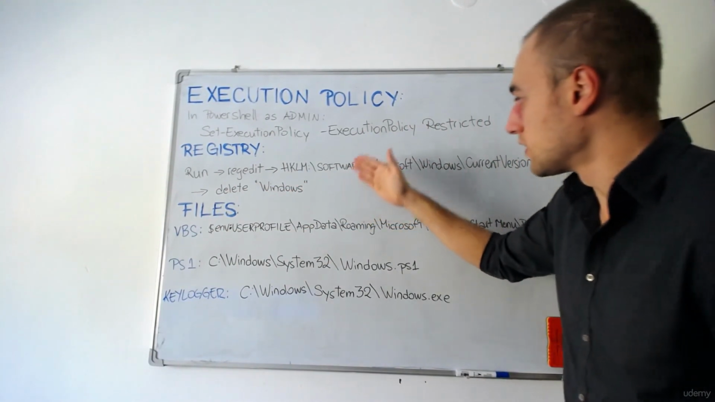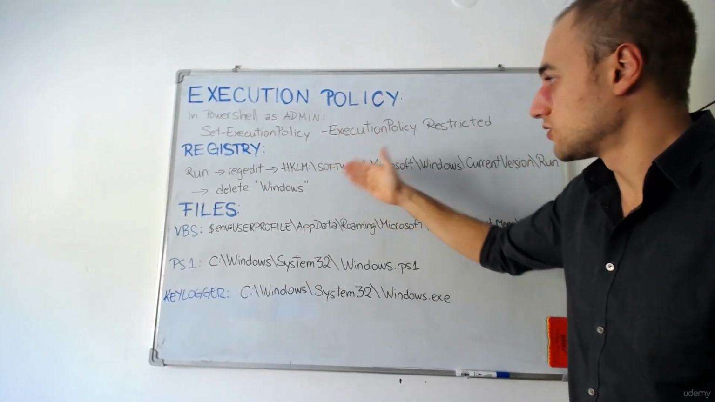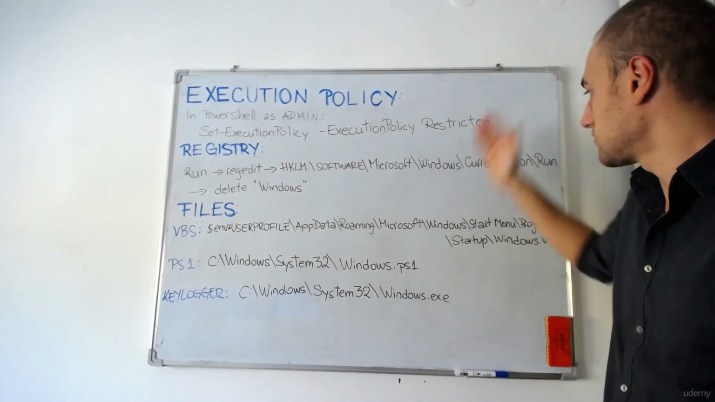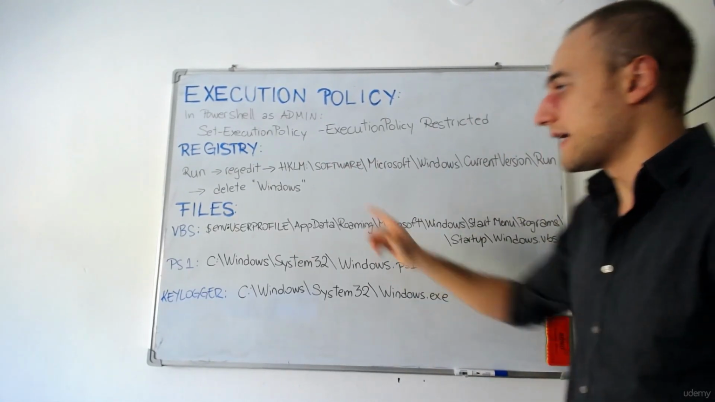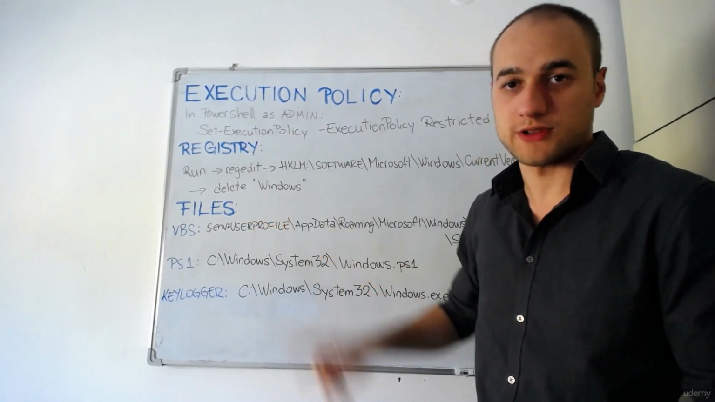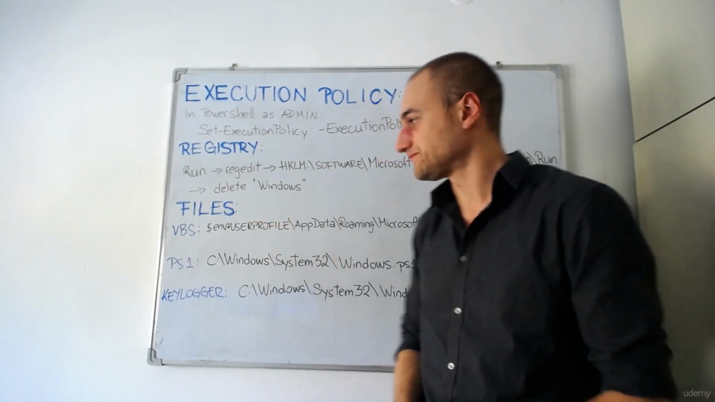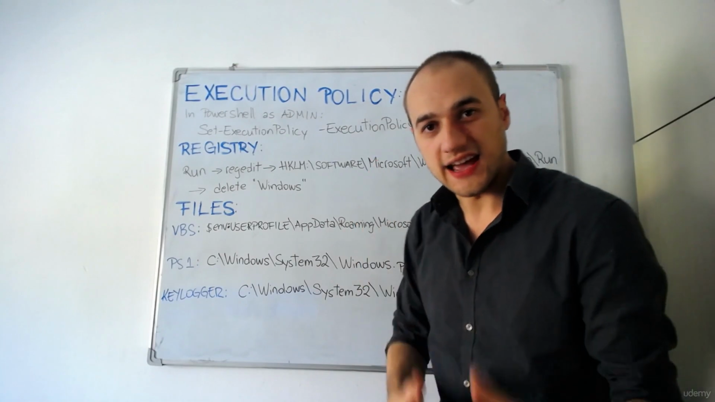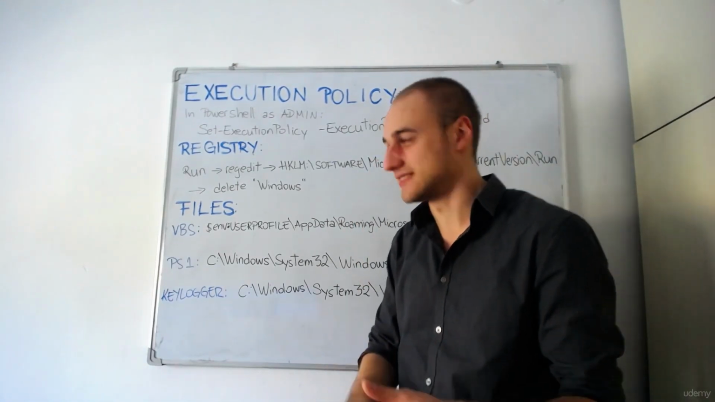So you go HKEY_LOCAL_MACHINE, then you go Software, Microsoft, Windows, CurrentVersion, Run, and there you find the name of your keylogger. I have named this one Windows, but you can name yours any way you want. And delete that. Do not delete anything else.